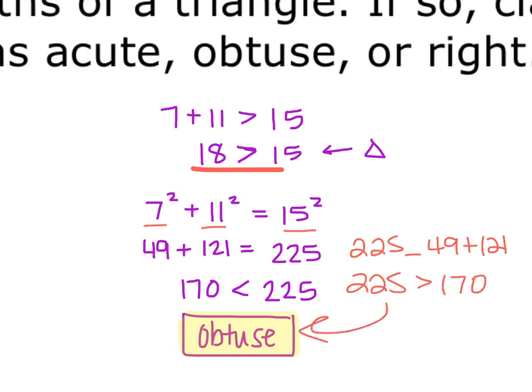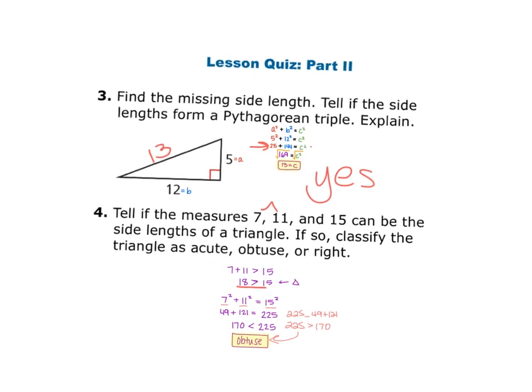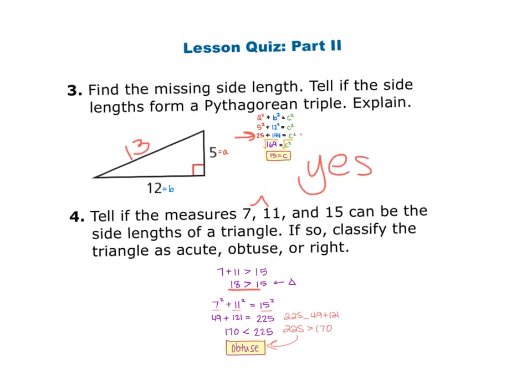For me, I like to put the C on the left-hand side because I think it's easier to relate it: if the C is bigger, it's obtuse, and if the C is smaller, it's acute. And that wraps up everything you need to know for this section, the review of square roots, the Pythagorean theorem, and the converse of the Pythagorean theorem.